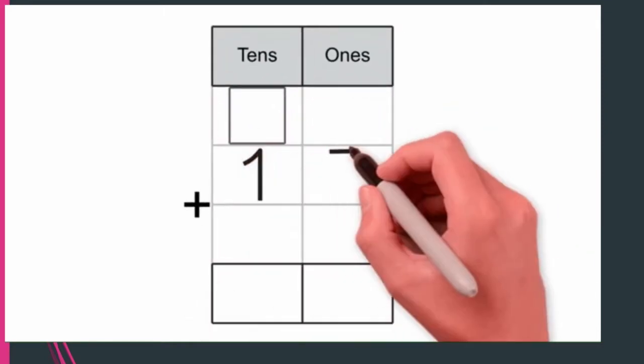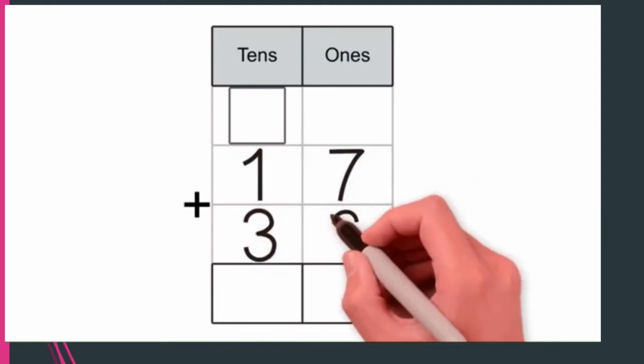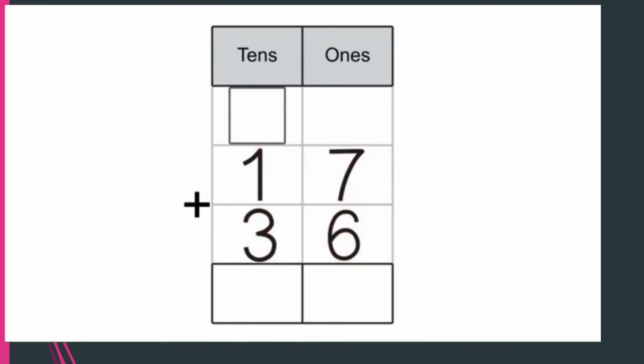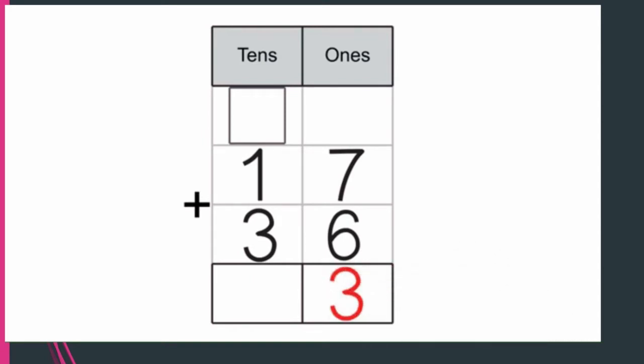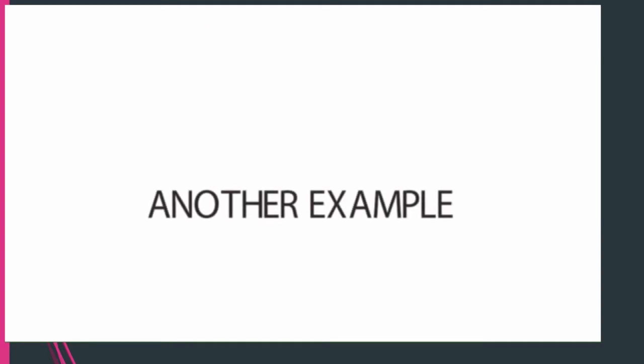17 plus 36. 7 plus 6 equals 13. 13 is made of 3 ones and 1 ten. 3 goes to the ones place, 1 goes to the tens place. Then we add the tens. 1 plus 1 plus 3 equals 5. 17 plus 36 equals 53. Let's try another one.